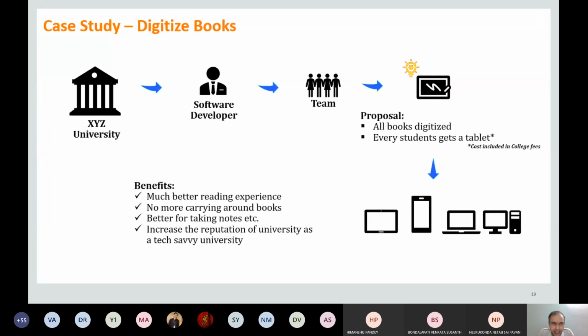Let me take one by one. So this is the case. What is your opinion on this case? Sir, it will actually be successful. Okay. So you're ready to bear the cost of the tablet in your college fees? Yes, sir. Because we are already paying. Taking the case of VIT, we are already paying a huge fee, in which the digital library costs are already included. Okay. So what about others?